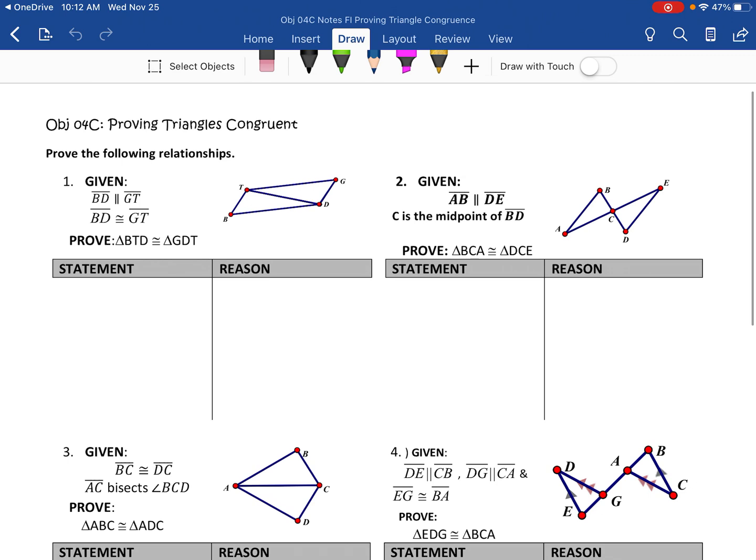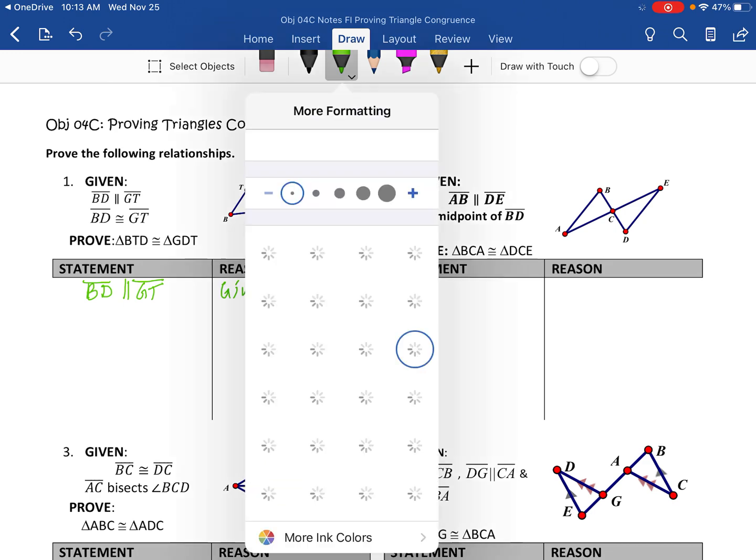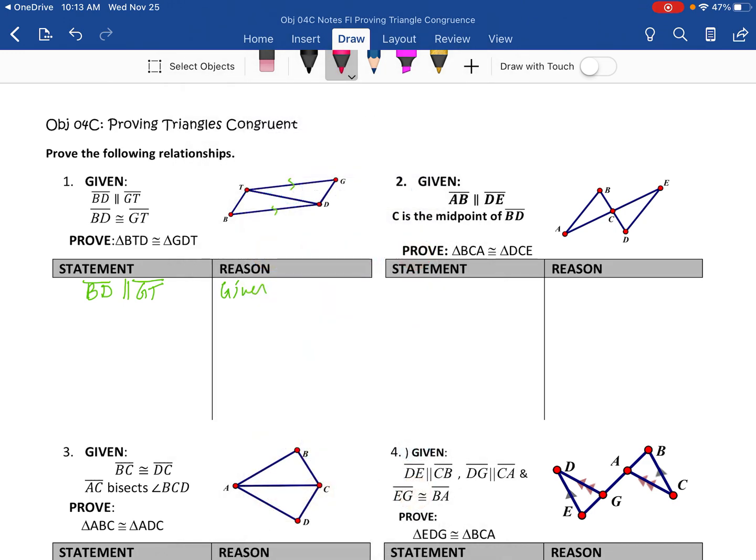So the first thing I'm given is BD is parallel to GT. So I'm just going to mark that in my diagram with the same arrow. So that's given to me. Okay. The next thing I'm given is BD is congruent to GT. So that's also given. You can use those marks. So I'm actually going to highlight this there and there.